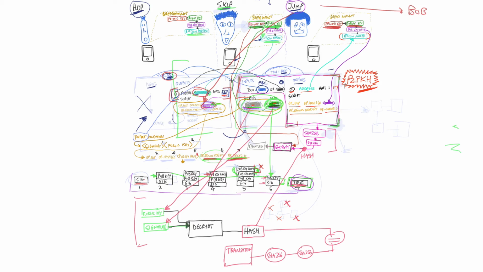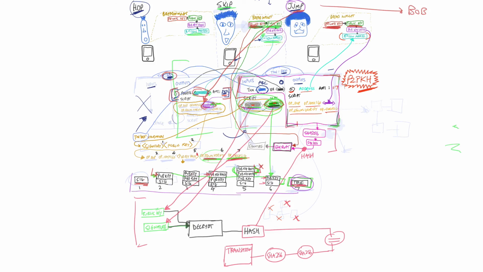So what's the other thing we said Jump could do? Jump could try and put Skip's public key in the unlocking script. And he could then sign the transaction with his own private key, because he doesn't have Skip's private key, but he has his own. So what's going to happen then? Well, the signature that Jump provides with his own private key is going to be on the stack.